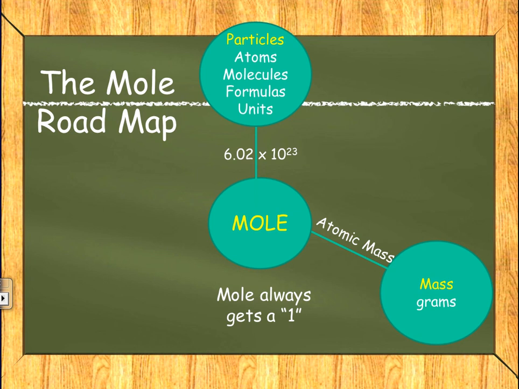We're going from moles to mass. Mole always still gets 1. But this time the number of the mass is going to change. And we get this number from the periodic table. And we did that on Monday, right? Where you add different atoms' masses. That's where that comes in handy. So that comes from the periodic table.